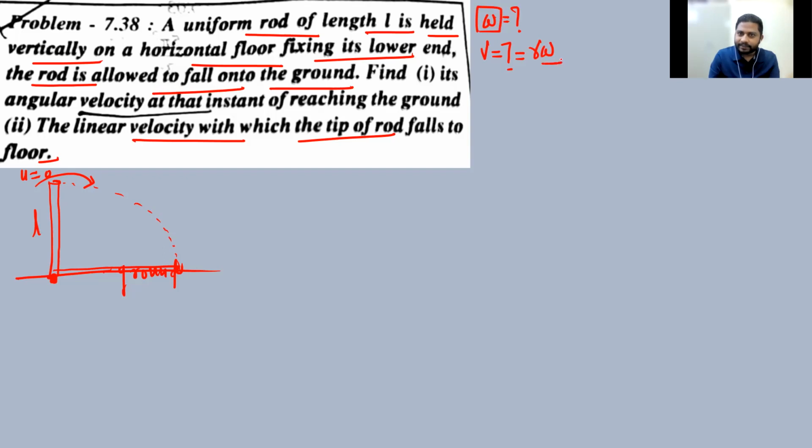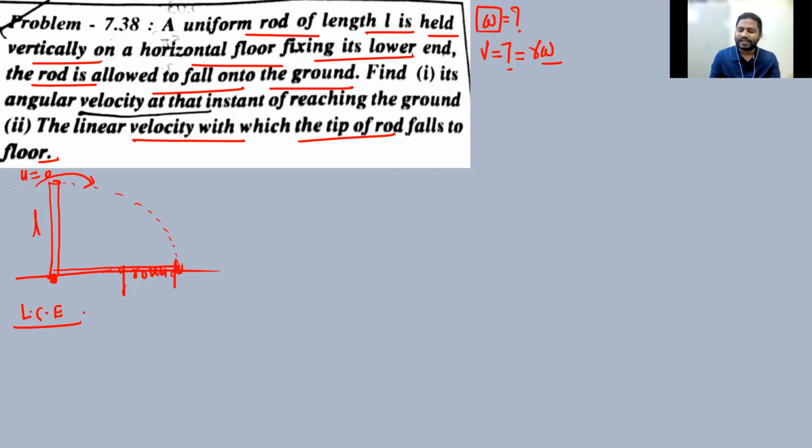If we substitute omega here, we get the answer. All right, and how to find that omega? That's the important part now. Here I'm just going to use the law of conservation of energy. What is the law of conservation of energy?